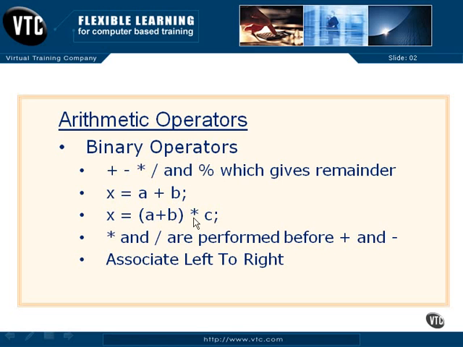Here a and b would be added together and then multiplied by c. As you know, if you left the parentheses off, multiplication has a higher order of precedence, so b would be multiplied by c, and then a would be added to it. So we use the parens, typical math, and as I said, the multiplication and division are performed before the addition and subtraction, and everything associates left to right across the program.